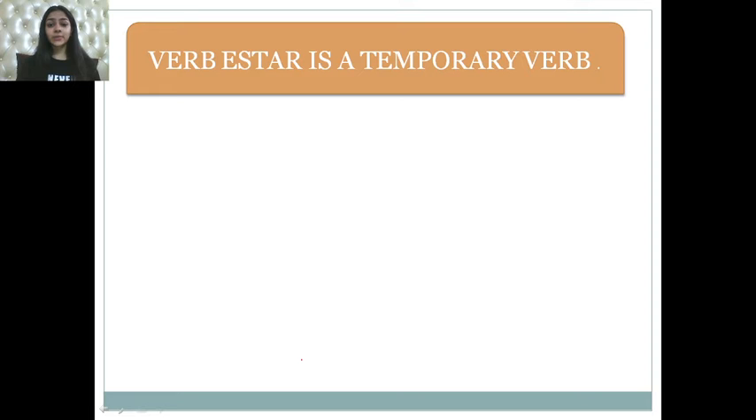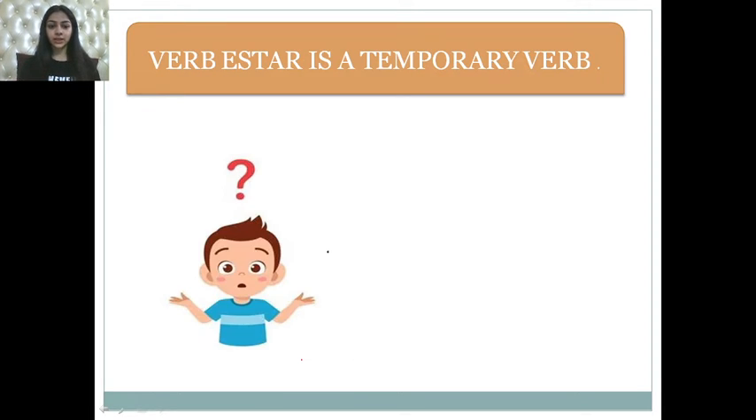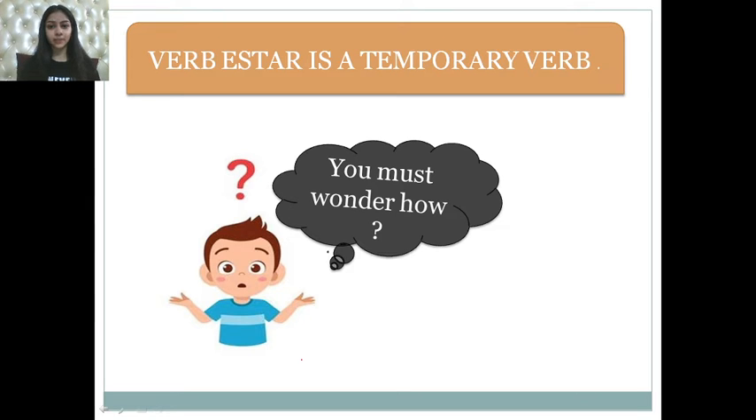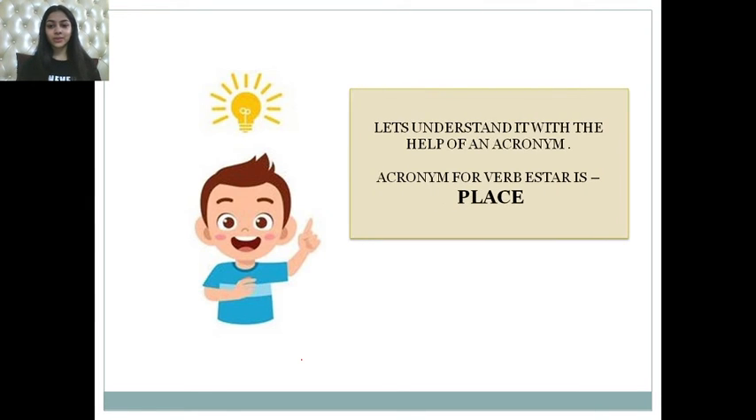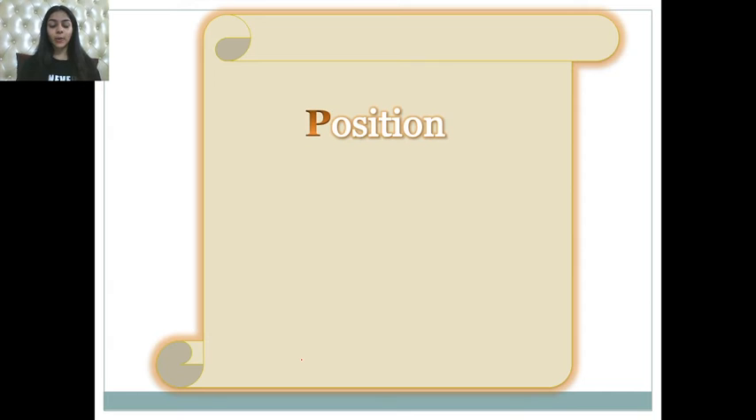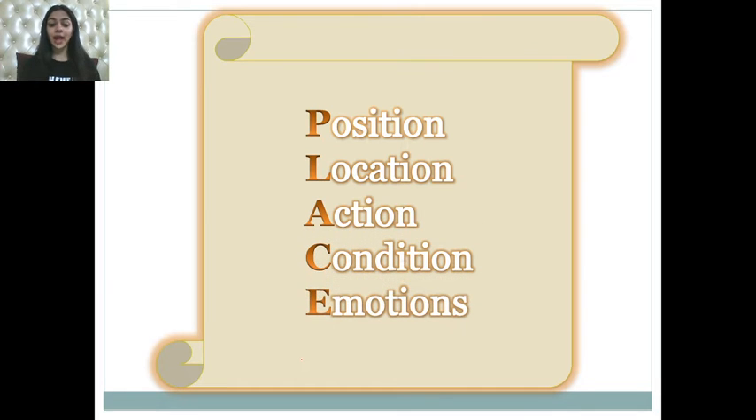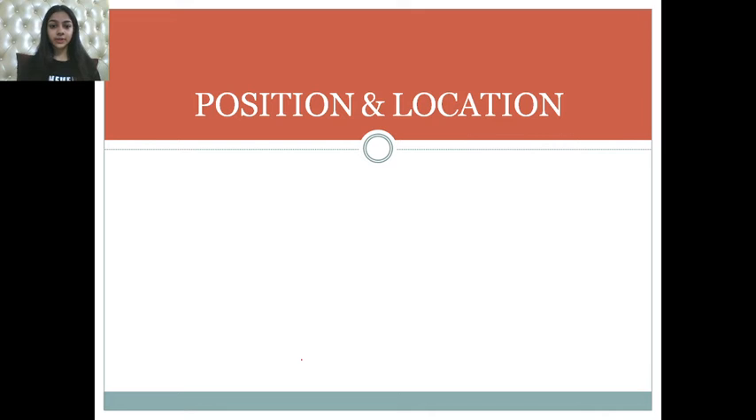So just like verb ser was a permanent verb, verb estar is a temporary verb. Now again, you must wonder, how is it a temporary verb? So let's understand this with the help of an acronym, that's PLACE. Now the PLACE acronym stands for position, location, action, condition and emotions. These are all the things with which we use verb estar. Let's have a look at some examples for the same.